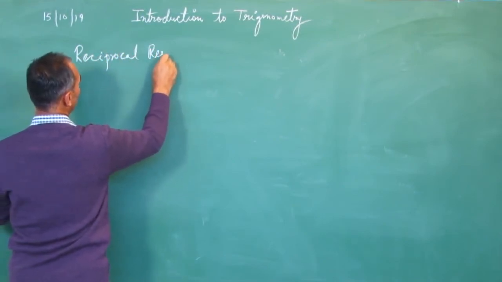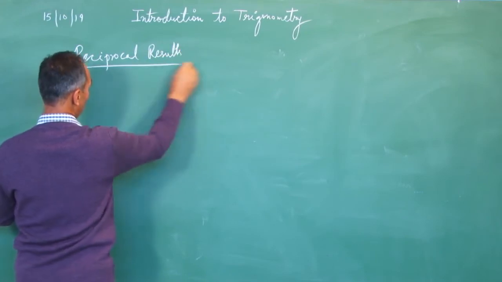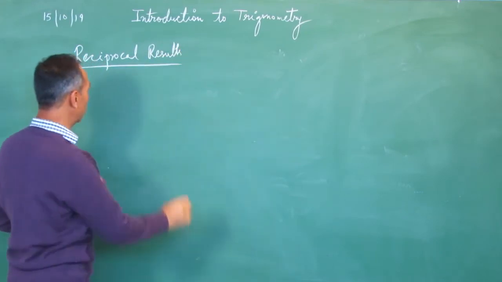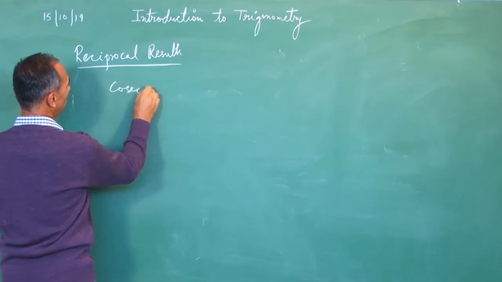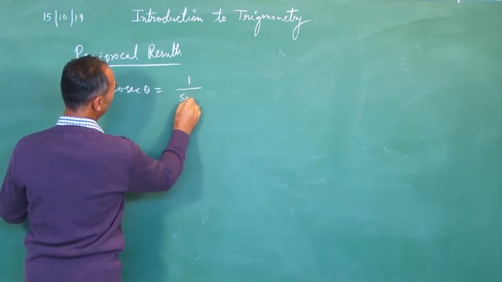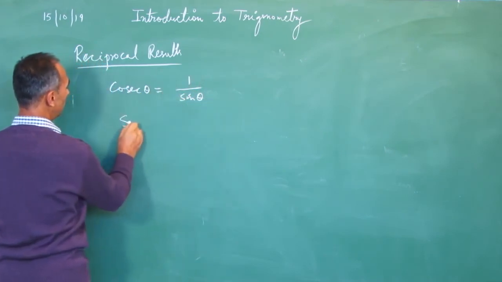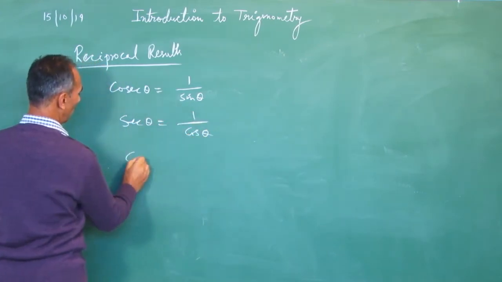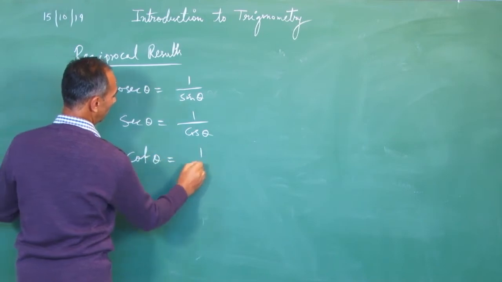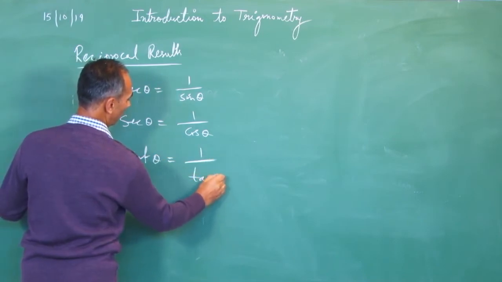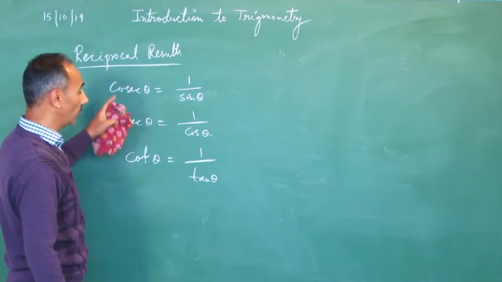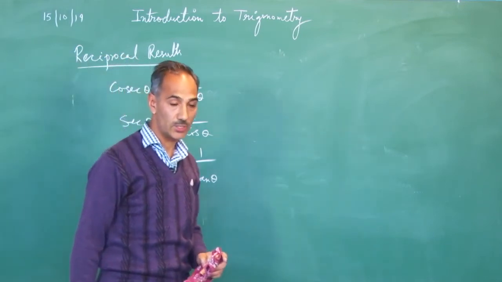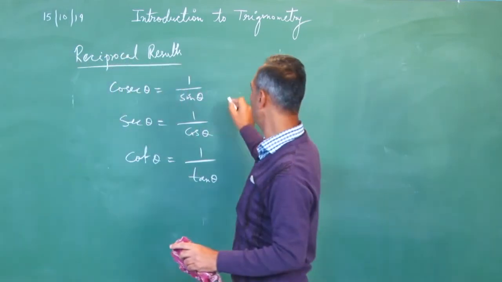Reciprocal results in T ratios, you could call them as reciprocal identities. My cosec of theta is 1 by sine theta. My secant of theta is 1 by cos theta. And cot of theta is 1 by tan theta. So you have expressed cosec in terms of sine. Cosec and sine are reciprocal.